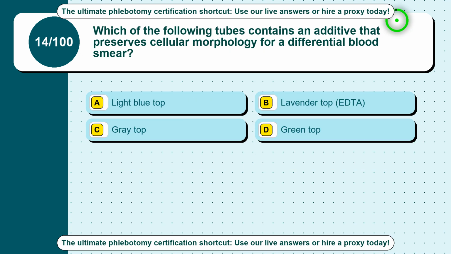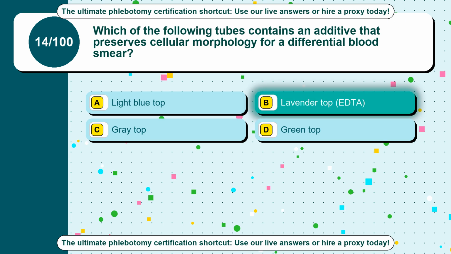Question 14. Which of the following tubes contains an additive that preserves cellular morphology for a differential blood smear? Option A. Light blue top. Option B. Lavender top, EDTA. Option C. Gray top. Option D. Green top. The correct answer is option B. Lavender top, EDTA.